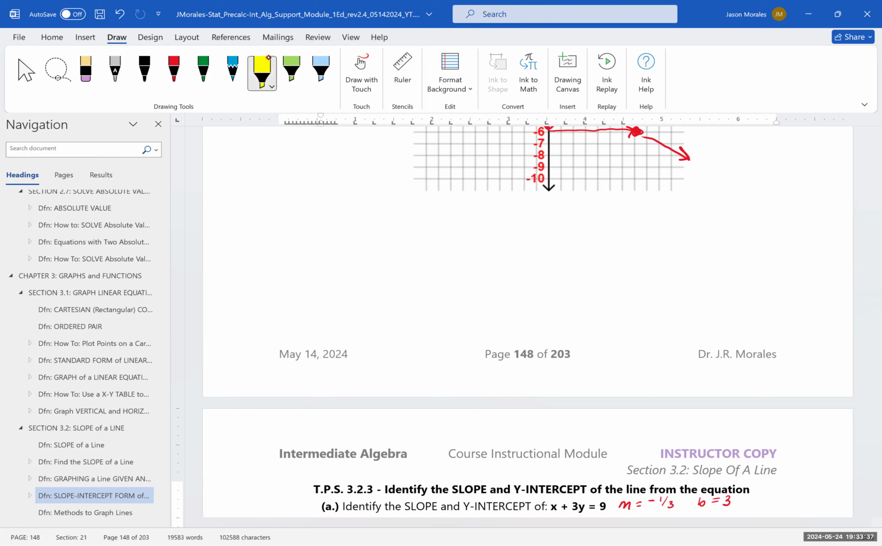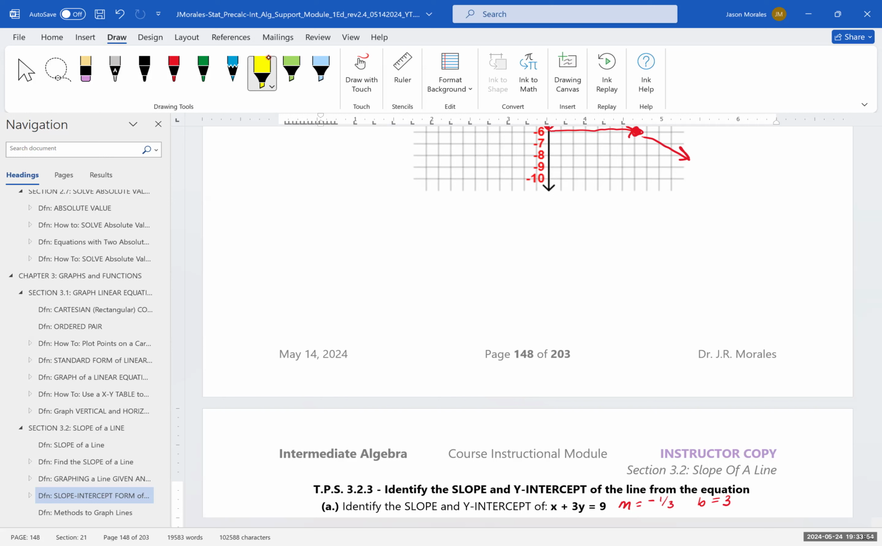Okay, so for this think, pair, share activity, you're going to apply the skill that you learned in the previous example. So use the previous example as a model. But this one is slightly different.